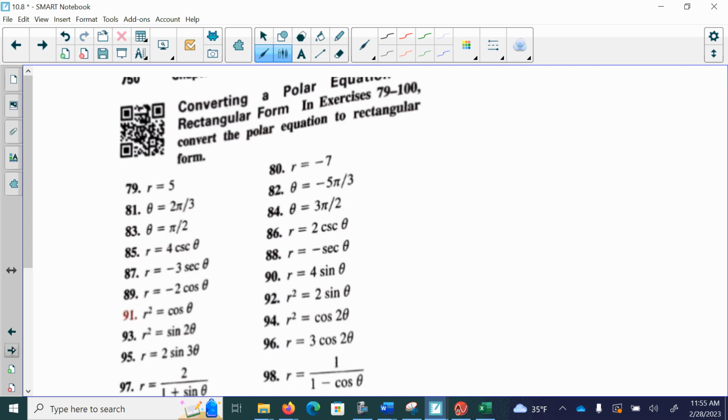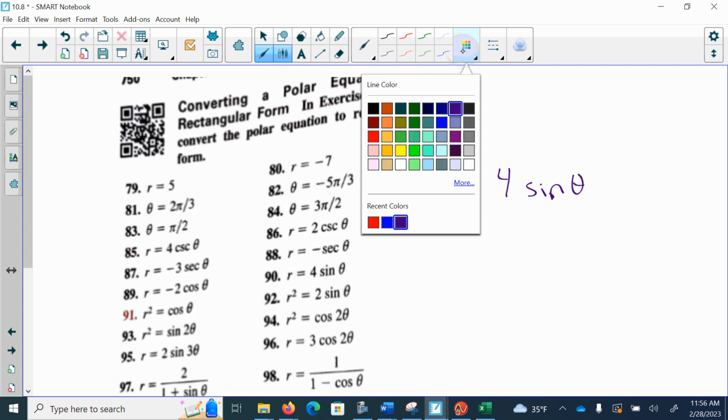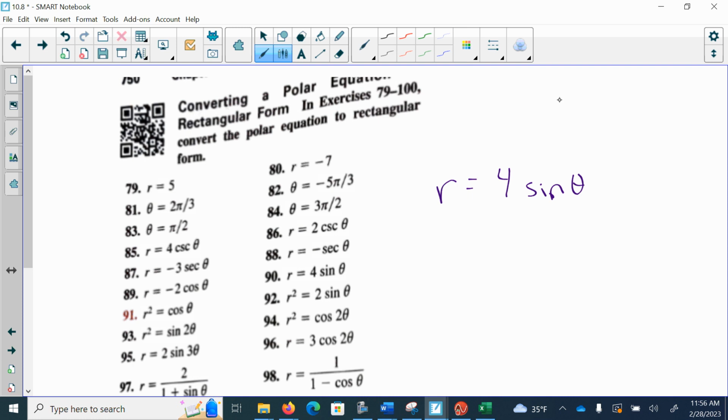So for number 90, they want you to convert the rectangular to polar. So see how I have r is equal to 4 sine theta. In order to rewrite a trig function, the trig function has to have r with it, and to rewrite r, it has to be r squared. The easiest way to make that happen is if I multiply both sides by r. I've done the same thing to both sides of the equation, so I kept it the same. So here this is going to be r squared is equal to 4r sine theta.